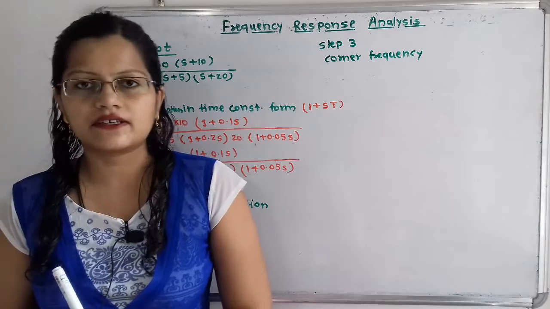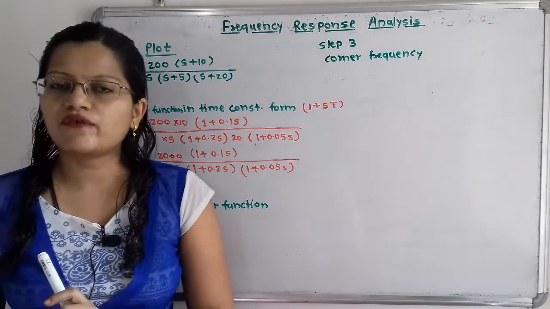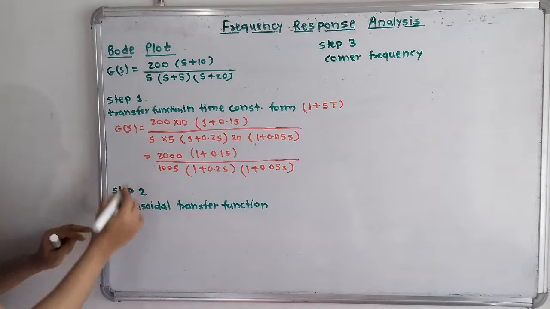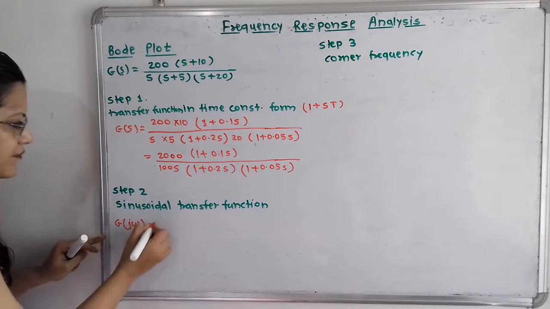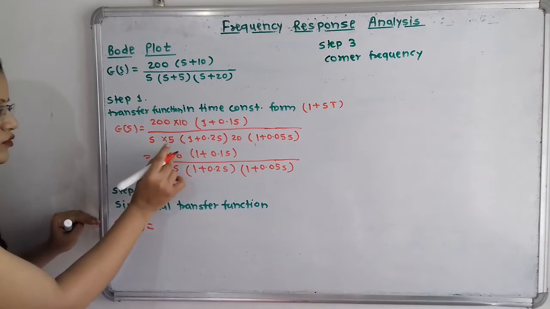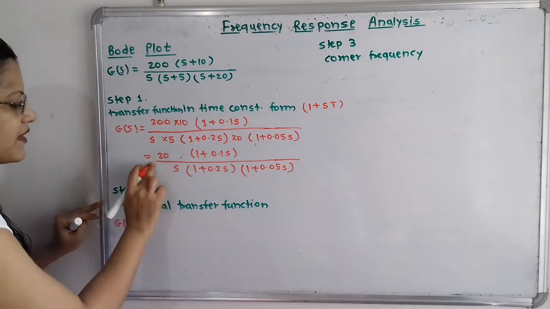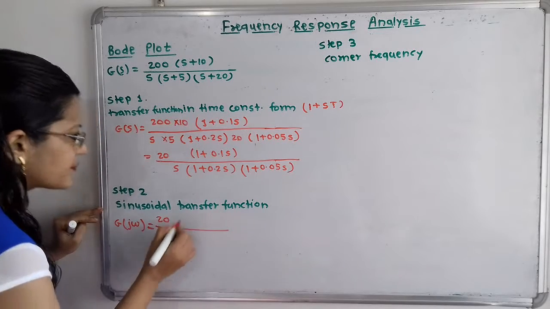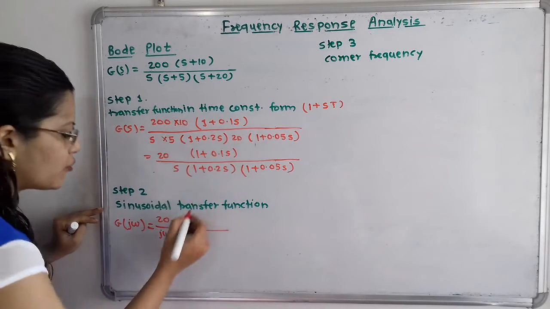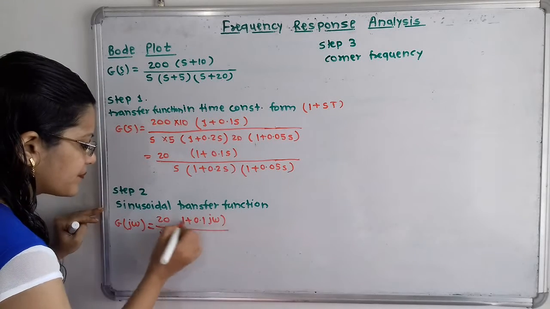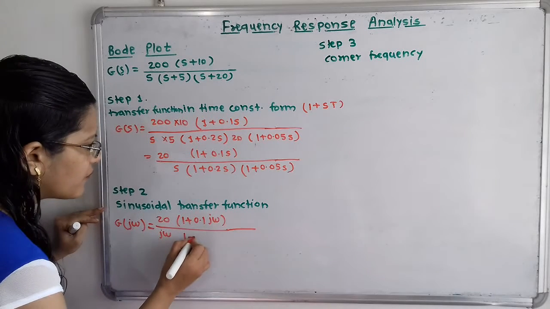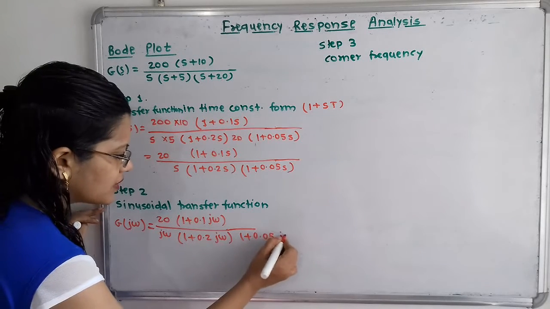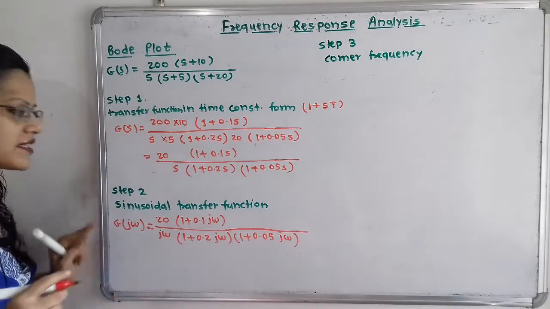Now we will move to the second step, that is the sinusoidal transfer function. We know that we have to replace s with j omega. So I will write the equation, G(j omega) is equal to 2000 divided by 100. These two zeros I will cancel and simplify as 20 by s, that is 20 by j omega. Now here 1 + 0.1 j omega, and in the denominator we write 1 + 0.2 j omega, and in the second bracket 1 + 0.05 j omega. So this is the second step that is completed.